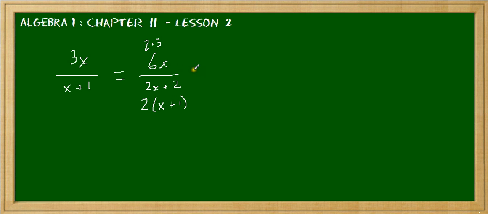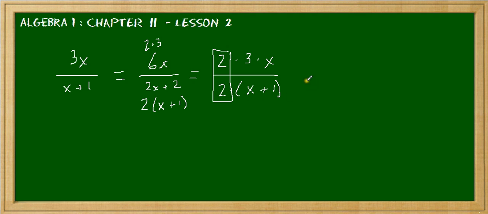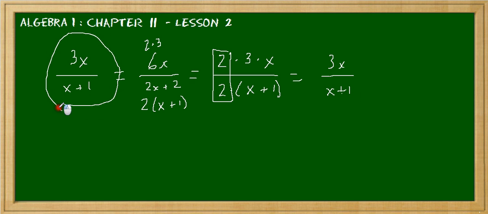So we've done that. So what are we looking at now? We're looking at 2 times 3 times x, and under here we're looking at 2 times x plus 1. Let me just put that little times there so you can really see it. But now, what do we have? We have 2 over 2, and they're both factors. They're being multiplied across here. So we can pull that out, and what do we end up with? We end up with 3x over x plus 1, which is exactly what we have over here. Okay, so they are equivalent.